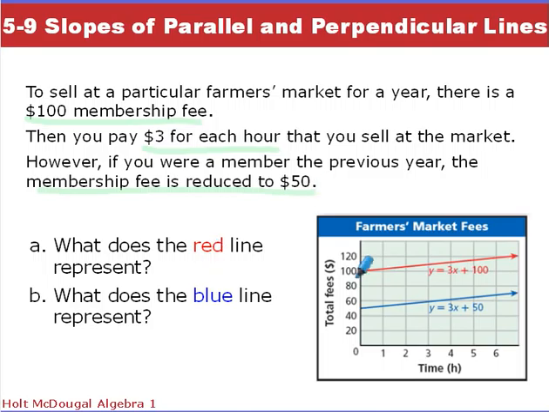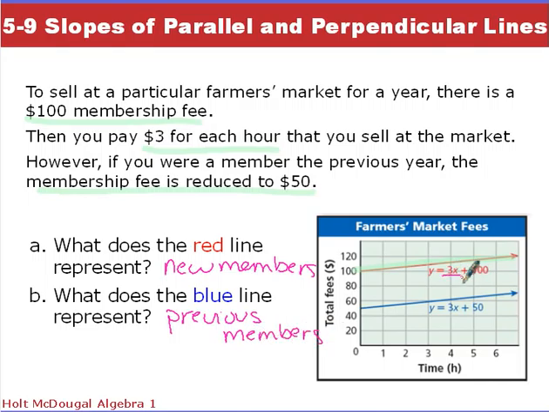What does the red line represent? This represents new members. And the blue line represents our previous members. They have a lower membership fee, but they all have the same hourly rate. $3 an hour they have to pay, so their slopes are the same.